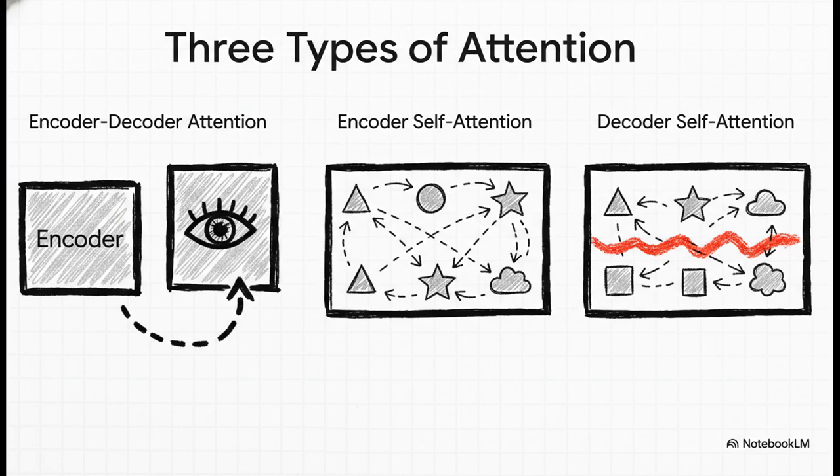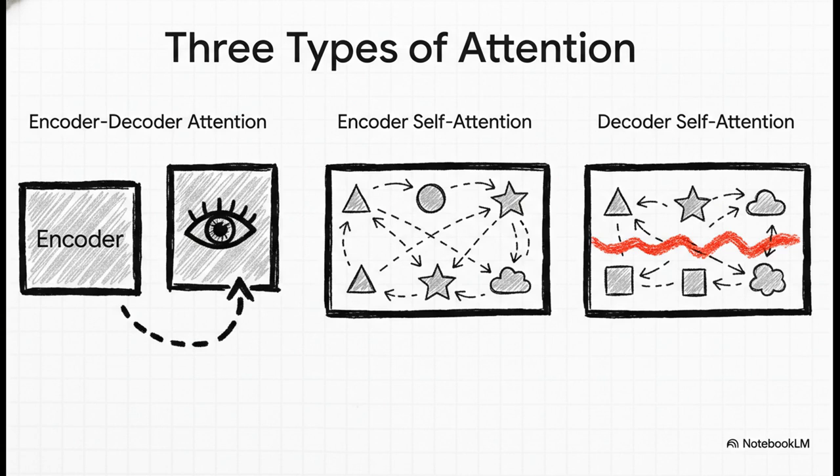So there are three main jobs. First is encoder self-attention. This lets every single word in the original input sentence look at every other word in that same sentence. This is how it builds up a deep understanding of the source text. Second, there's decoder self-attention. This is similar, but it's for the sentence the AI is generating. It lets each new word look back at the words it's already written.